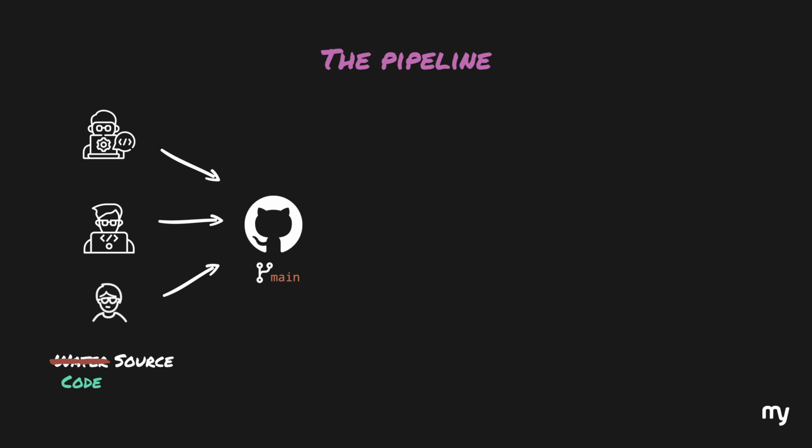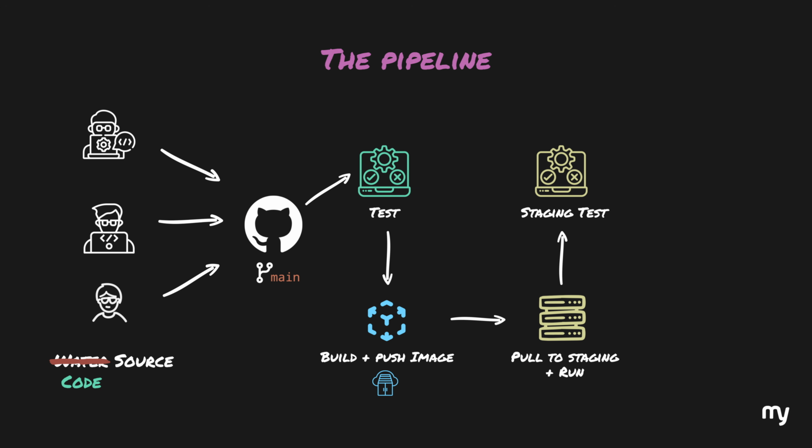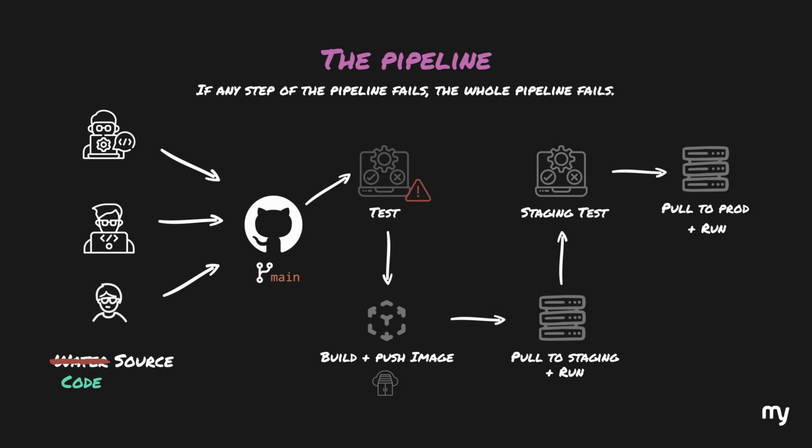A pipeline consists of several steps. For example, step 1 tests the application if it's functioning as expected. Step 2 builds the application image and pushes it to the Docker registry. Step 3 pulls the image into the staging environment and runs it. Optionally, a test might be run to check if the deployment on staging was successful or not. Similarly, step 4 pulls the image on the production environment and runs it. If any step of the pipeline fails, it would fail the entire pipeline, meaning the next subsequent steps will not be executed. This is to ensure that only stable versions of the application reach the production environment.